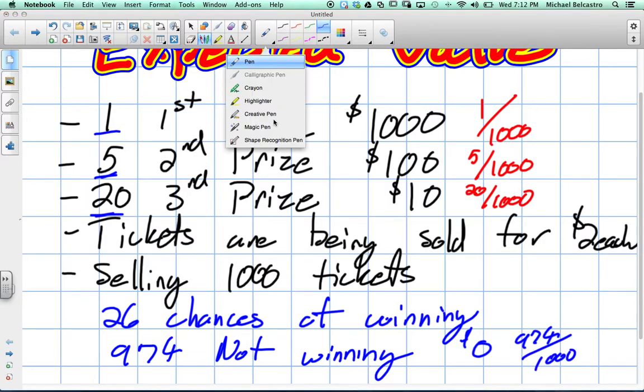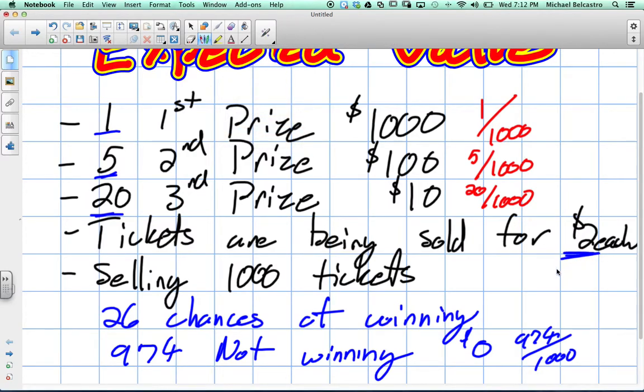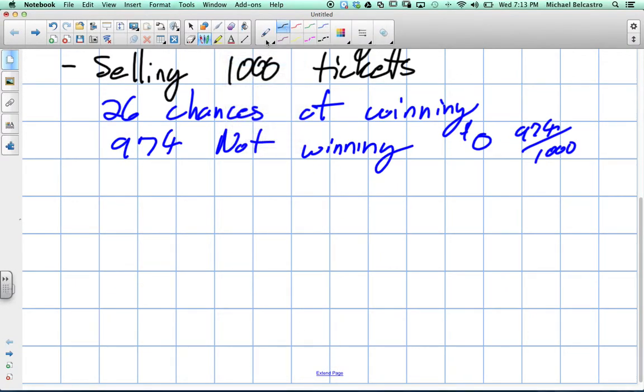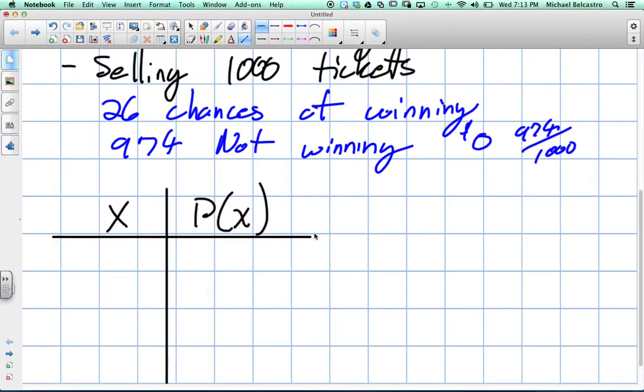So we kind of want to see if it's worth it to buy a ticket. What's the expected outcome? How much money are you expected to win? And this is a lot of times how pricing of tickets are made. So what are our expected outcomes? We have our values, and sometimes they set it up with an X value and a P at X, P at X being our probability. So let's try to set it up ourselves. For our first X of 0, of winning no money, we have a 974 out of 1,000 chance. That's the probability of getting no money.